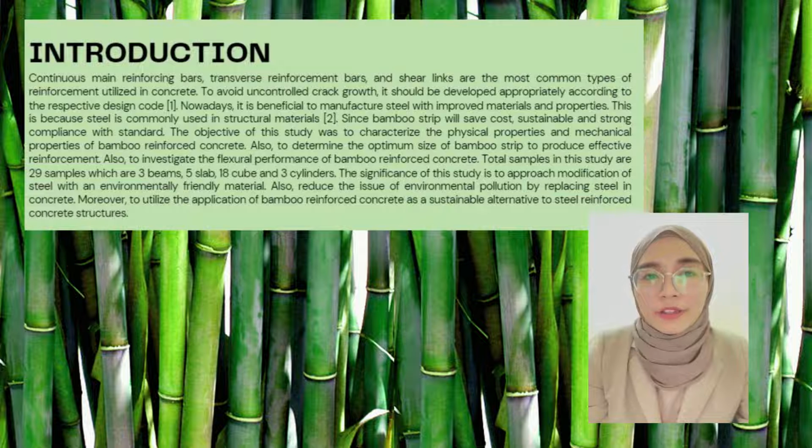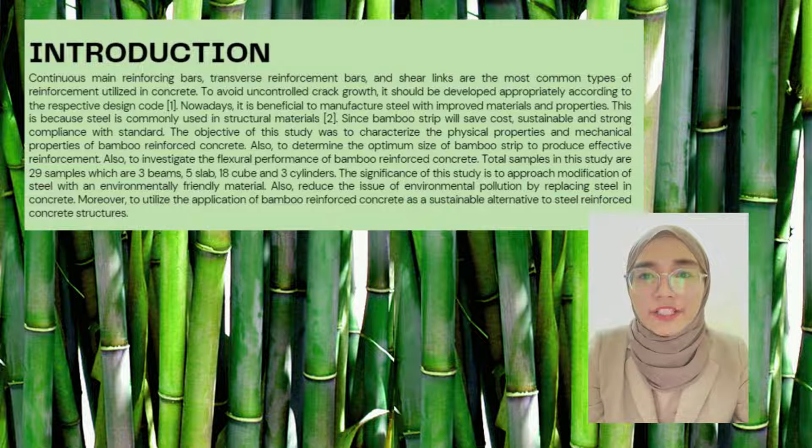Introduction part. Continuous main reinforcing bar, transverse reinforcement bar, and shear link are the most common types of reinforcement utilized in concrete. To avoid uncontrolled crack growth, it should be developed appropriately according to the respective design code. Nowadays, it is beneficial to manufacture steel with imported material and properties. This is because steel is commonly used as a structural material.